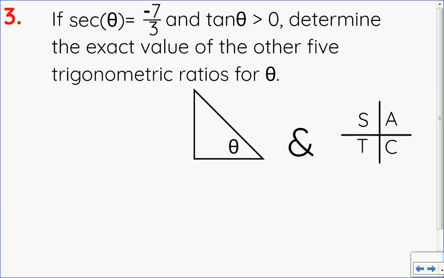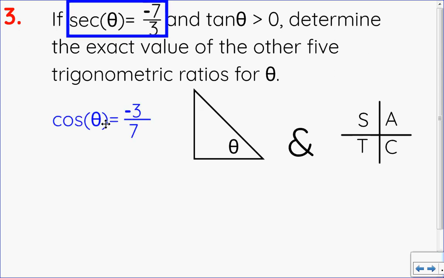Okay, in this example here, I have information about the triangle. So I know that secant of theta is -7/3, tan is positive. I want the other trig ratios. So instead of working with secant, I know secant is the reciprocal of cosine, so I'm actually going to work with cosine. I like to see my primary trig ratios wherever I can. So cosine is -3/7. That's x over r. So I'll just label that x over r, -3/7.